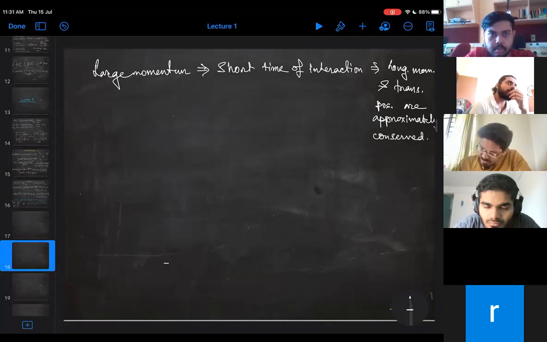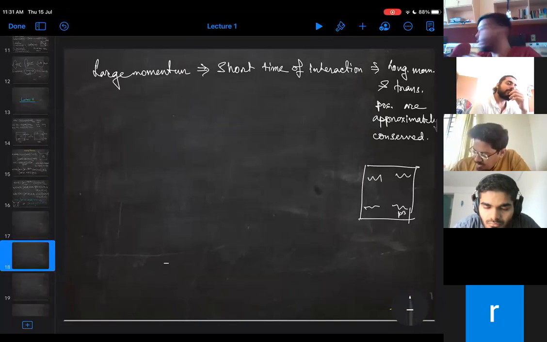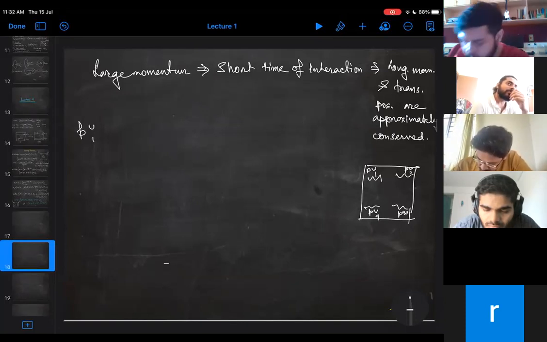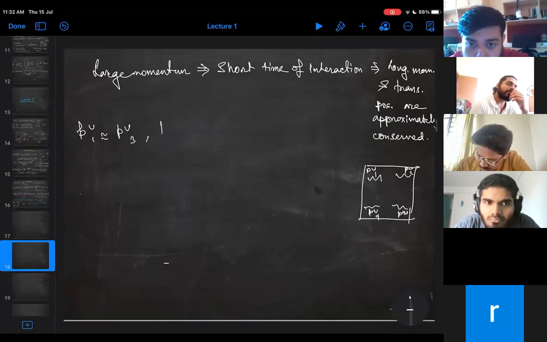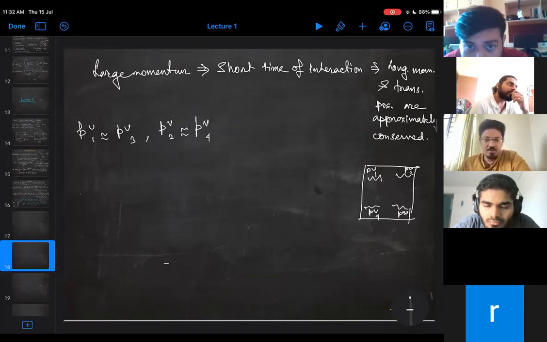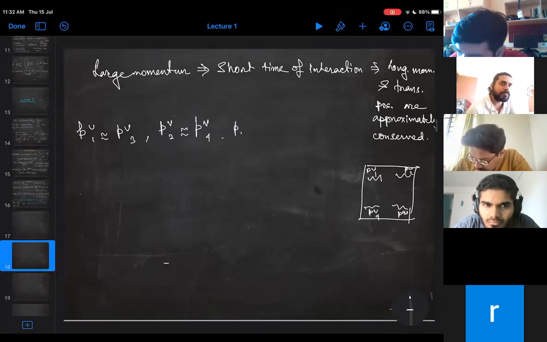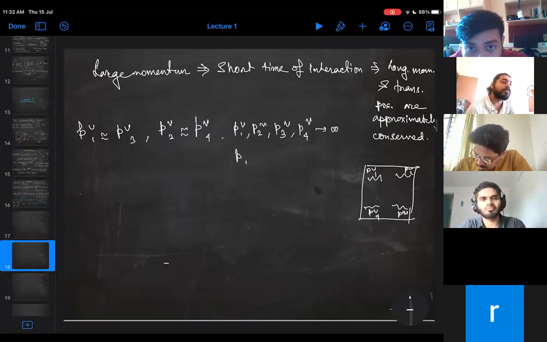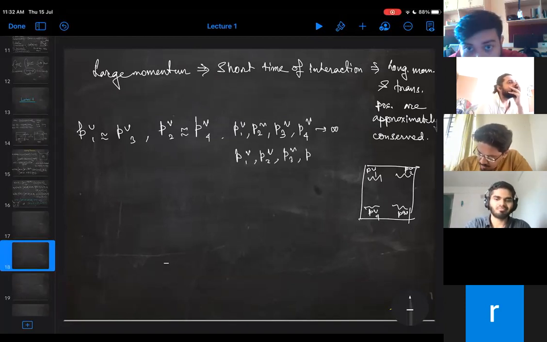So in the picture that we are drawing, this is my PU3, this is my PU1, this is PV2, this is my PV4. What it says is that momentum conservation approximately holds. This PU1 will have most of the contribution from PU3, and this PV2 will have it from PV4. The shift in the momentum in the orthogonal direction is very small for a collision of such highly boosted particles. Here P1U, P2V, P3U, P4V are all infinity, whereas the other components like P1V, P2U, P3V, P4U tend to zero.